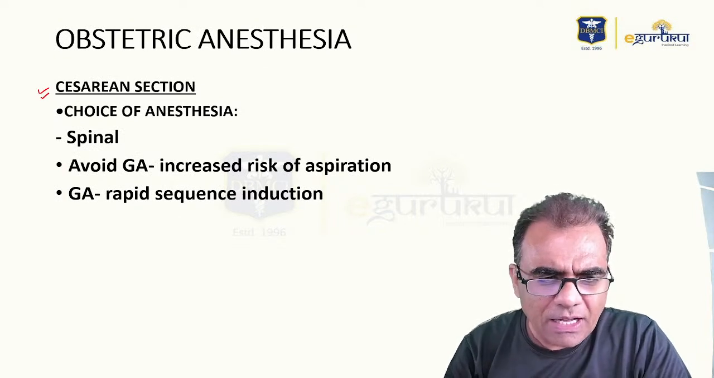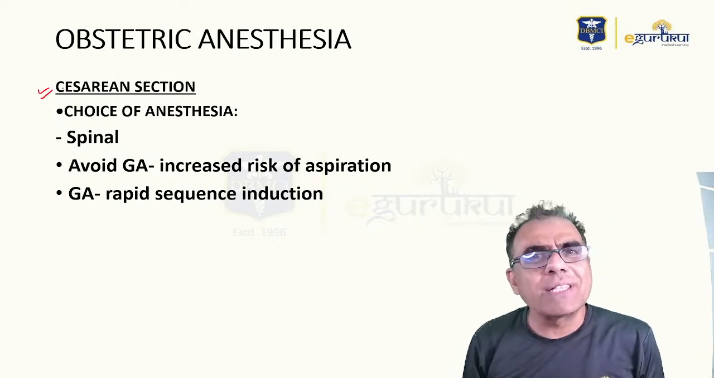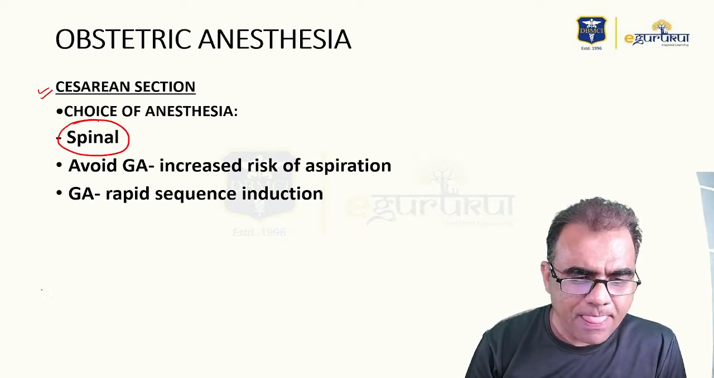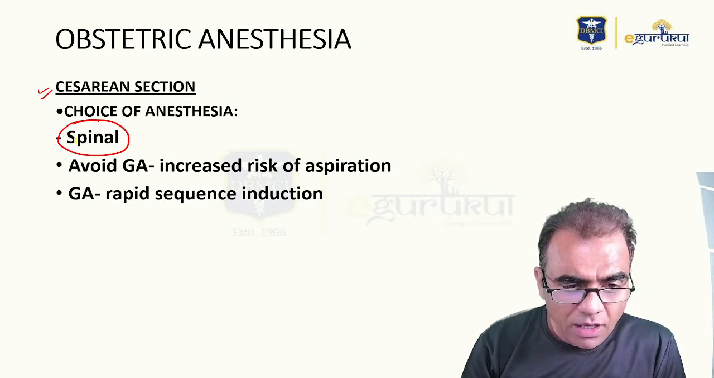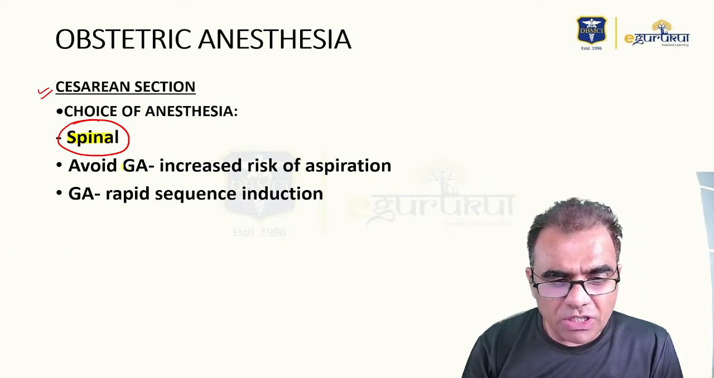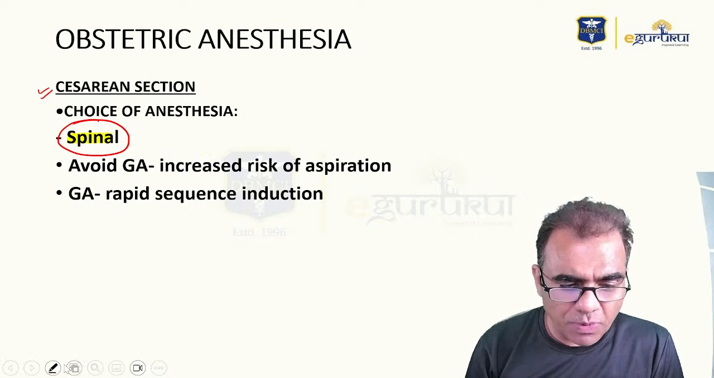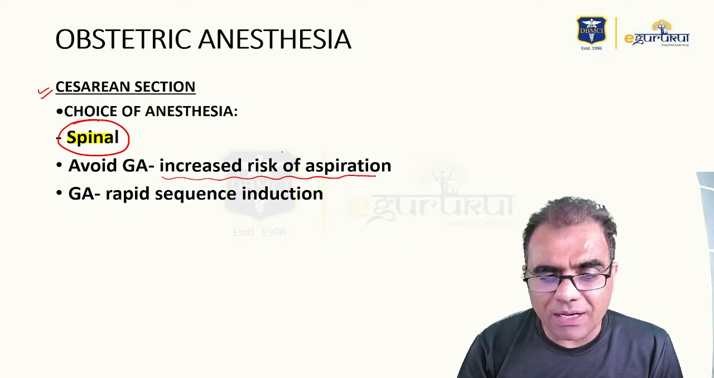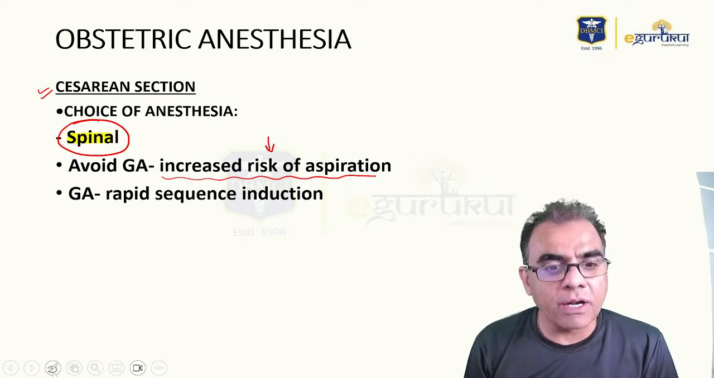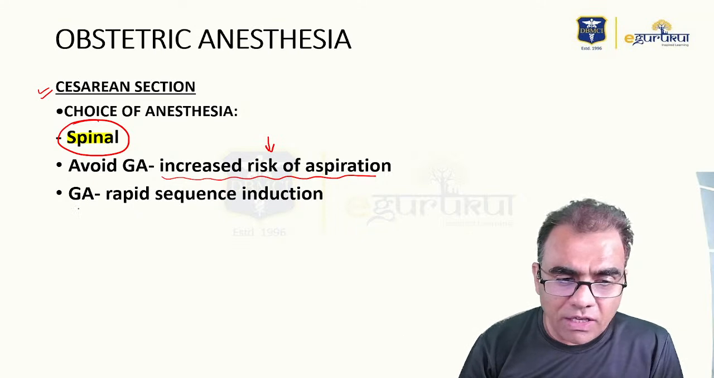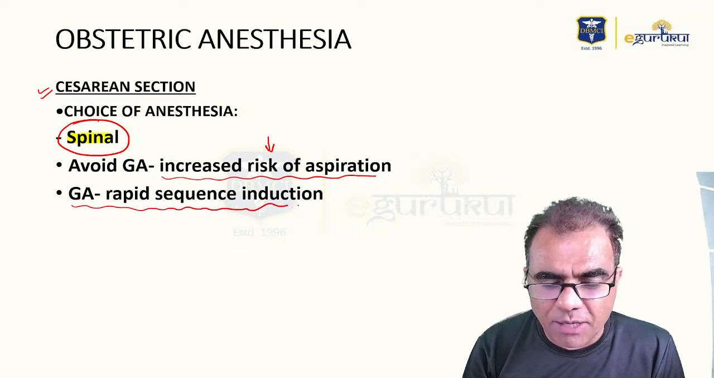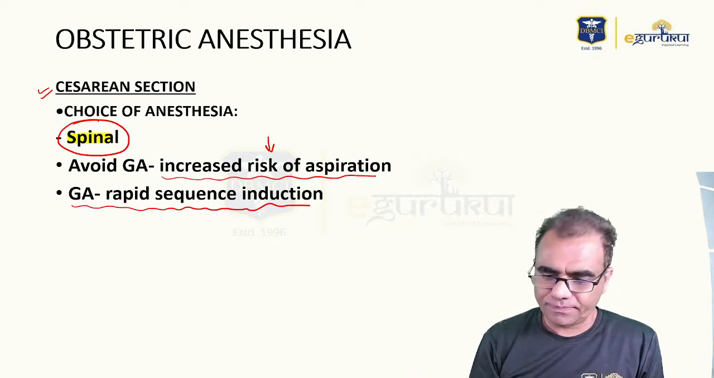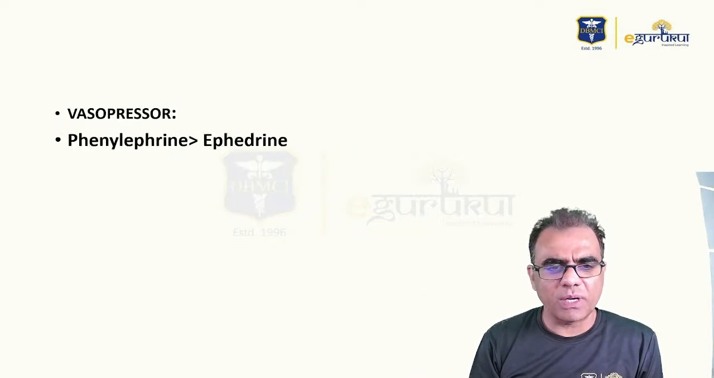Obstetric patients. Patients do come to us for cesarean section. For cesarean section, anesthesia of choice is spinal. Avoid GA. Why? Because the risk of GA is increased risk of aspiration. A pregnant patient is 8 times at higher risk of aspiration as compared to non-pregnant patients. So even if you are giving GA, treat her as a full stomach patient, and GA should be given under rapid sequence induction. Very high risk of aspiration.